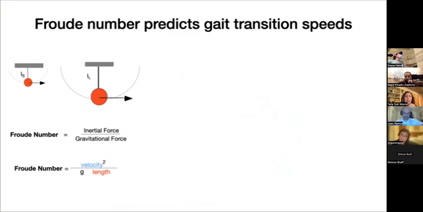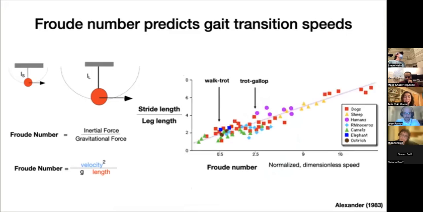If we assume dynamic similarity and this shared goal of minimizing the energetic cost of locomotion, then the speed of gait transitions can be reliably predicted for any animal or robot. So if you're quadrupedal, then you're going to have a walk to trot transition at around a Froude number of 0.5, which you see here, and then a trot to gallop at around 2.5. If you're bipedal, then you're probably going to switch from walking to running at about a Froude number of 1.